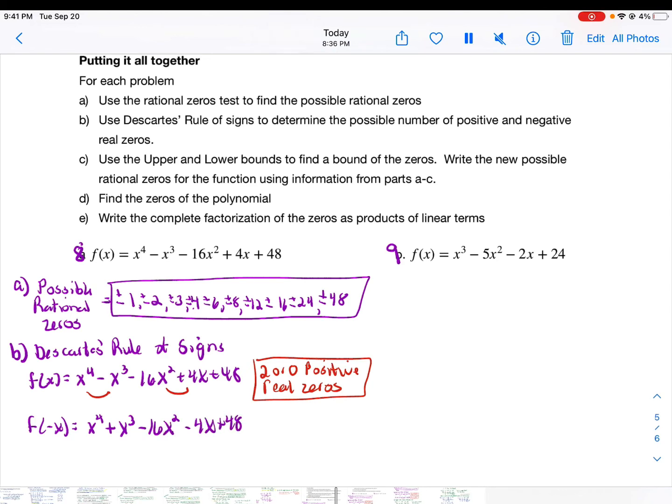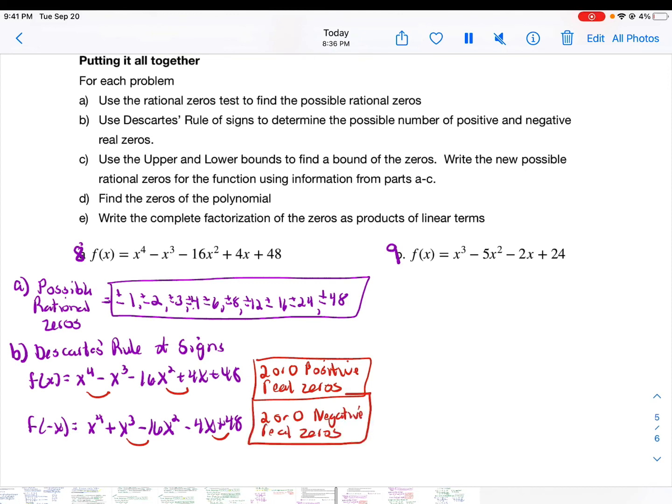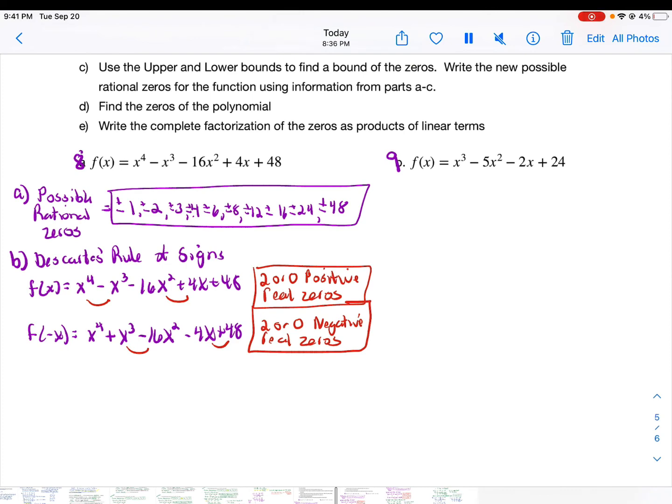Okay, replacing every x with -x and simplifying it down, I get this polynomial. Let's see how many times we switch signs. So we have 1 and 2. So this time I'll have 2 or 0 negative real solutions. All right, so that didn't help us eliminate anything. I couldn't eliminate the negatives or the positives.